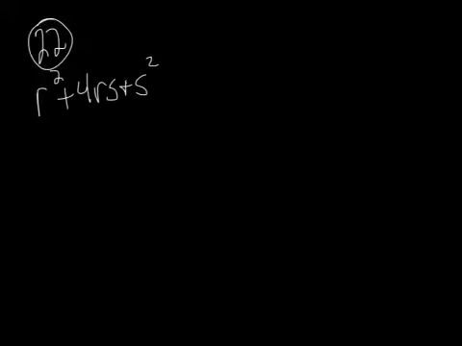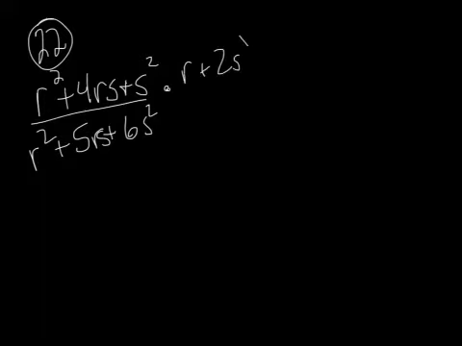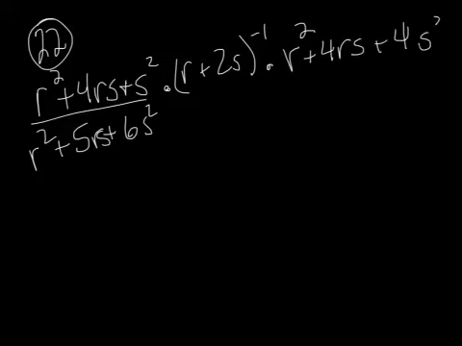Okay, now number 22. Look on that page, it is r squared plus 4rs plus s squared over r squared plus 5rs plus 6s squared, and there should be an s right there, 5rs, times r plus 2s, all to the -1, divided by, so I'm going to go ahead and flip it, r squared plus 4rs plus 4s squared over r plus s.